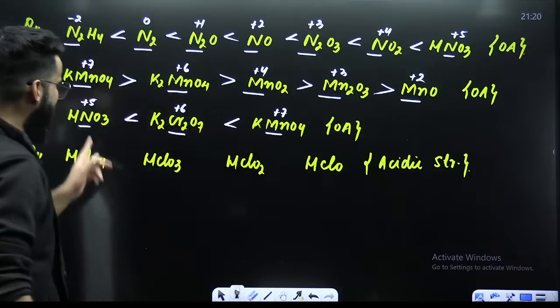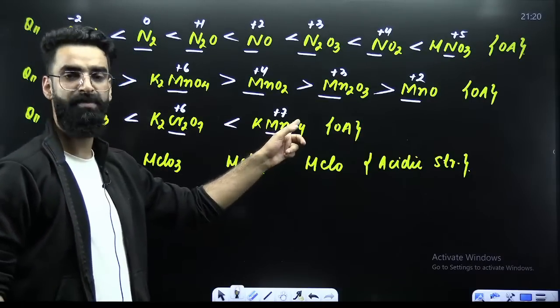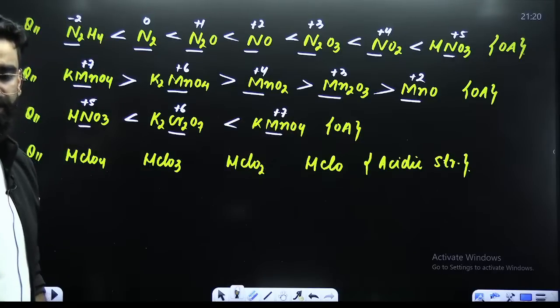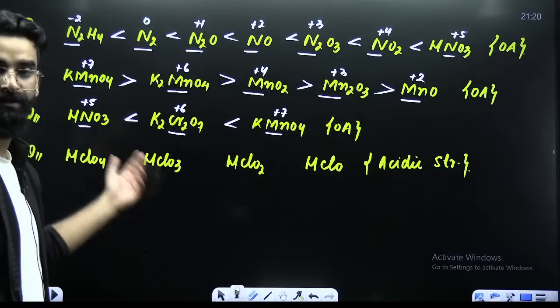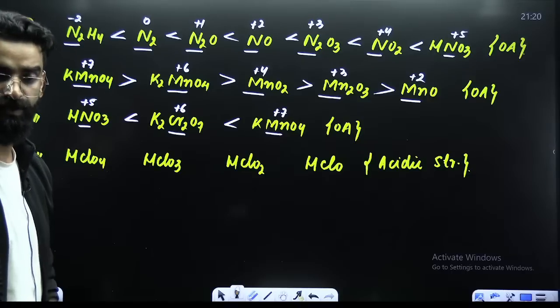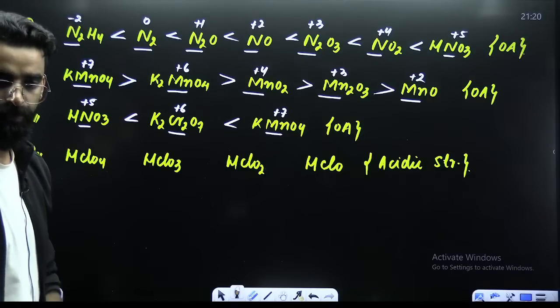Now, if this is the order of oxidizing agent capability, what will be the order of the reducing agent? You can reverse this order. For the strength of a reducing agent, you can reverse it.